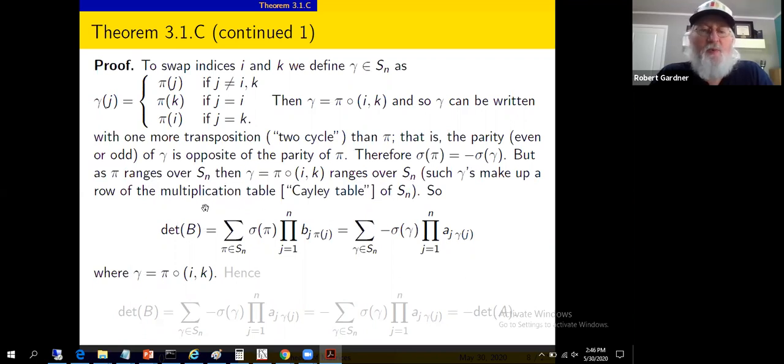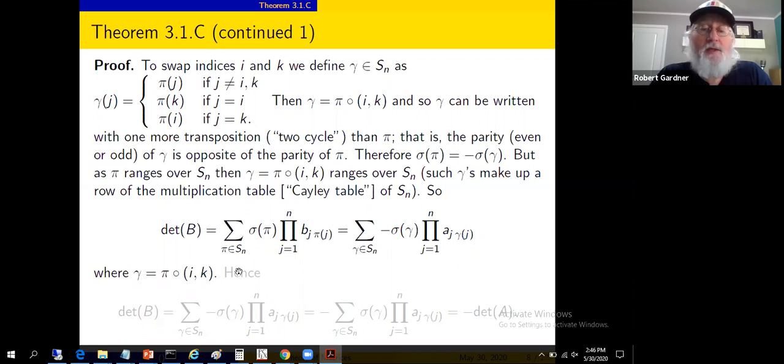I could view this as one of the rows in the Cayley table, the multiplication table of S sub n. If you're familiar with groups, that's not a surprising claim. If you're not so familiar with groups, well, it's true. So we can either let pi range over S sub n and do things in terms of pi, or we could let gamma range over S sub n and do things in terms of gamma. Just going to pick up some negative signs.